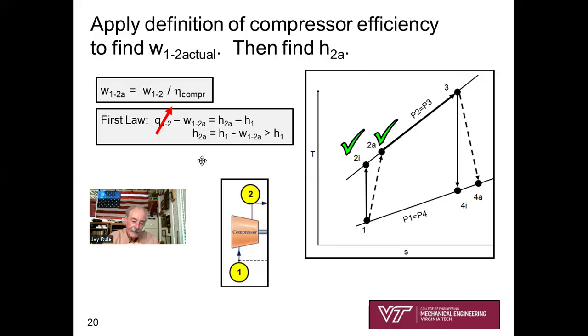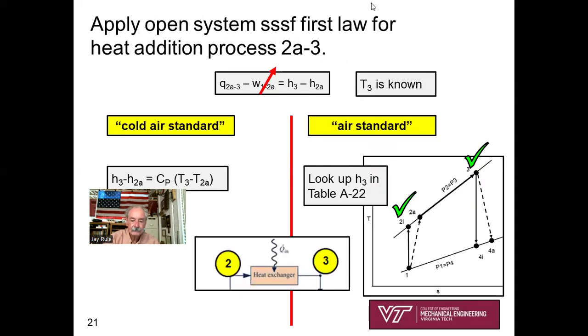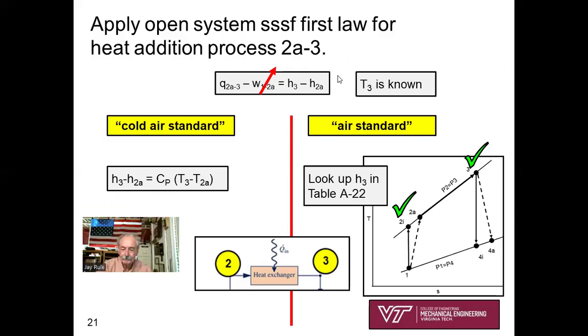Looking ahead, I'm going to need H2 actual to do my first law analysis on the heat addition process 2 to 3, so I'd better get it. H2 actual using the first law: Q minus W equals H2 actual minus H1. Solve for H2 actual. Of course, it's going to be a number bigger than H1, as a check. So you've got H2 actual. On to the heat addition process, 2A to 3.